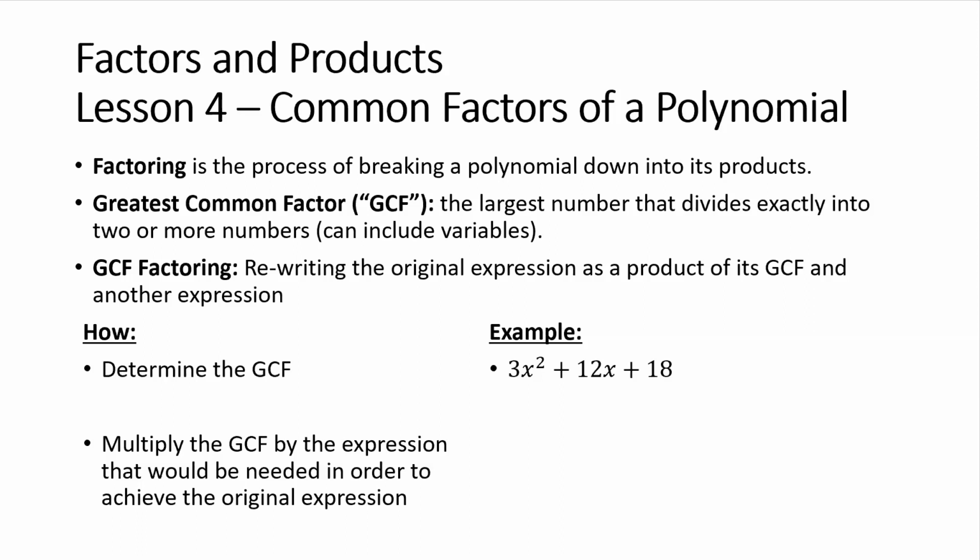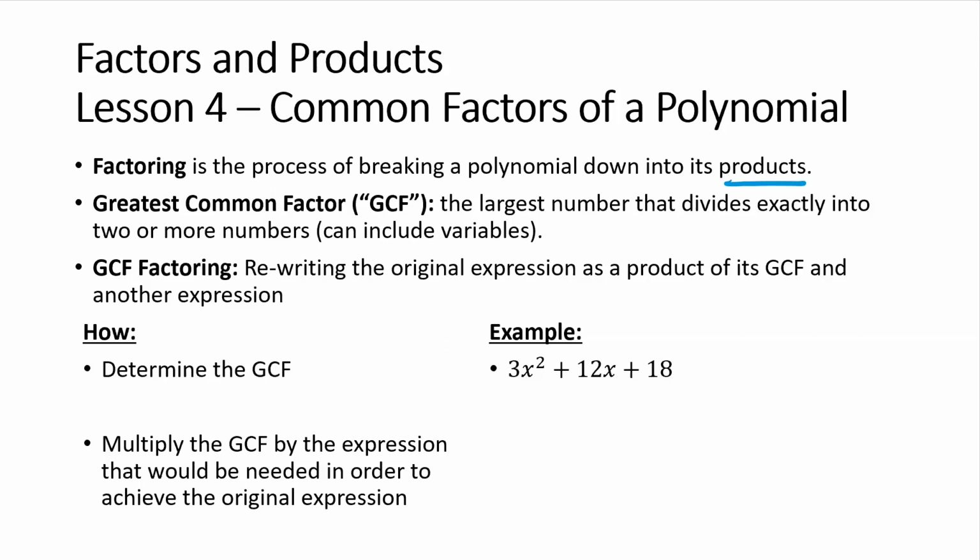Okay, so this is Unit 4, Lesson 4, Common Factors of a Polynomial. A few definitions to start. Factoring is the process of breaking a polynomial down into its products, the numbers that multiply into it. A greatest common factor, as we covered last lesson, is the largest number that divides exactly into two or more numbers, and that can include variables.